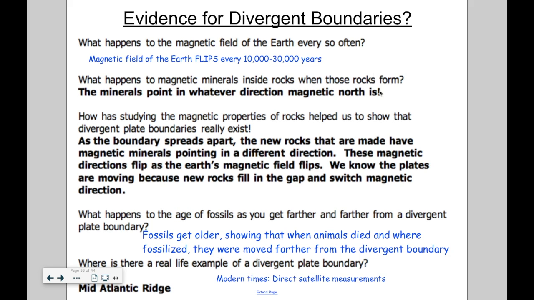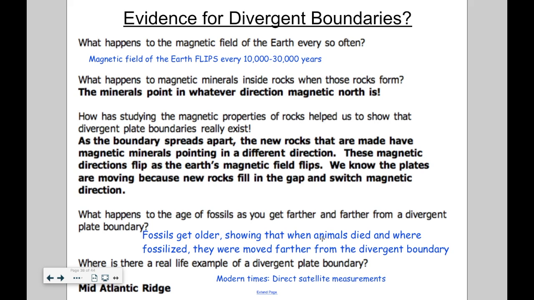This is a summary of what we've learned from the magnetic flipping of the Earth's poles and analyzing rocks. So if you are more of a learner who wants to read something rather than visuals, you could pause the video and read this. We also have analyzed fossils as well and get a better example of the fossil record, what that is telling us about divergent plate boundaries.